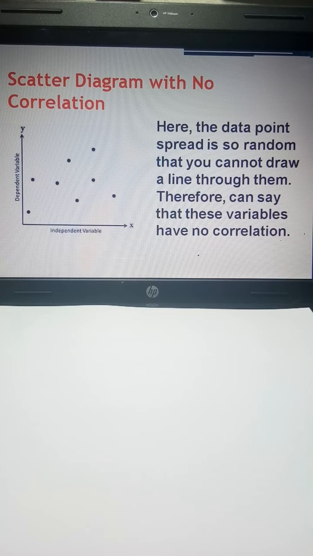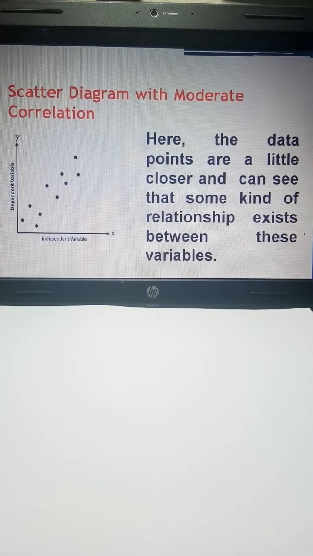You can take an example like the price of a coffee cup and the price of a computer. You can say there is no correlation between the coffee and the computer. We can take another example, like the amount of tea drunk in a day and the level of intelligence. There is no correlation between these. So this is the scatter diagram with no correlation.